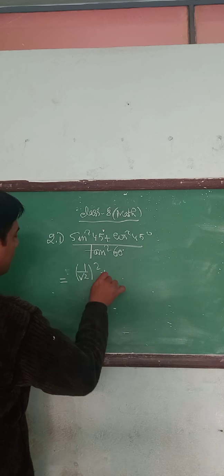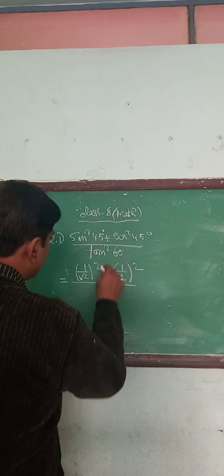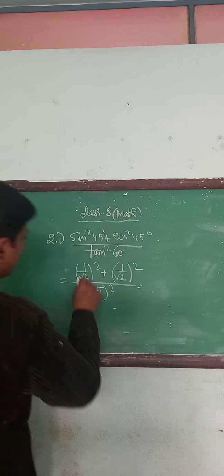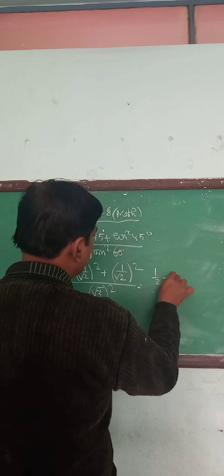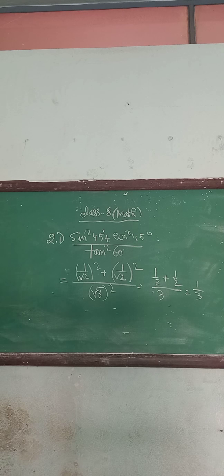What is the way you can find out the value? Sin 45 value is 1 by root 2. So that's why (1 by root 2) square plus (1 by root 2) square, and tan 60 is root 3, square. (1 by root 2) square means 1 by 2. So it is 1 by 2 plus 1 by 2, that is 1, divided by root 3 square, which is only 3. So 1 by 3 is your answer. Okay, next math.